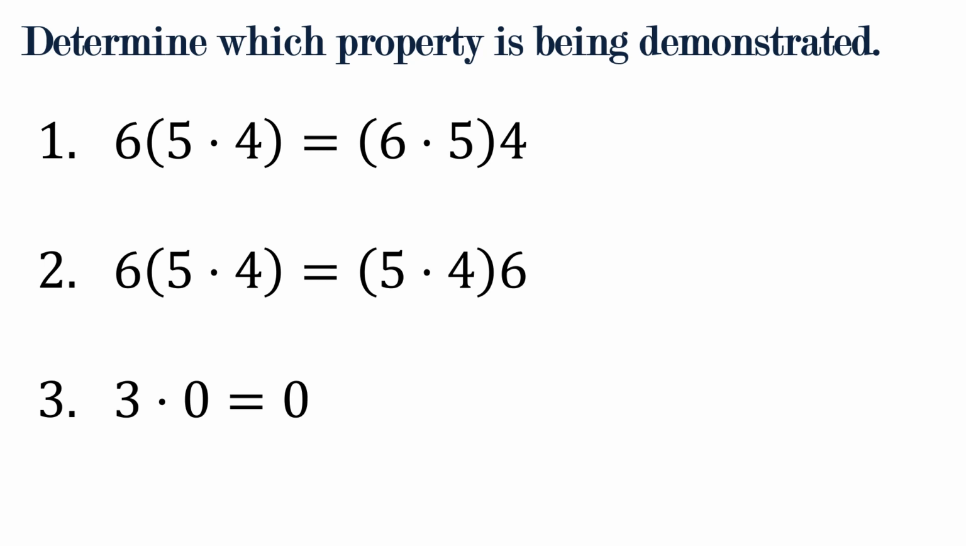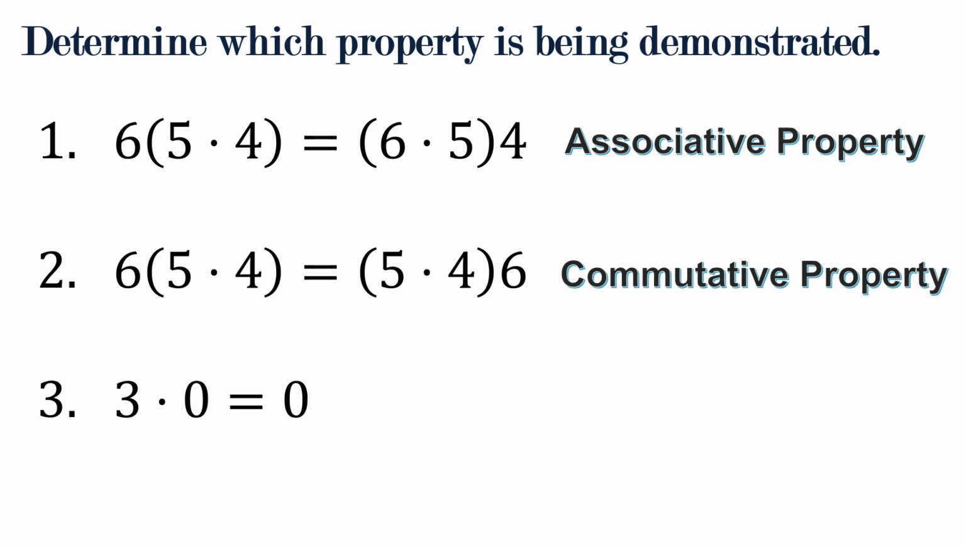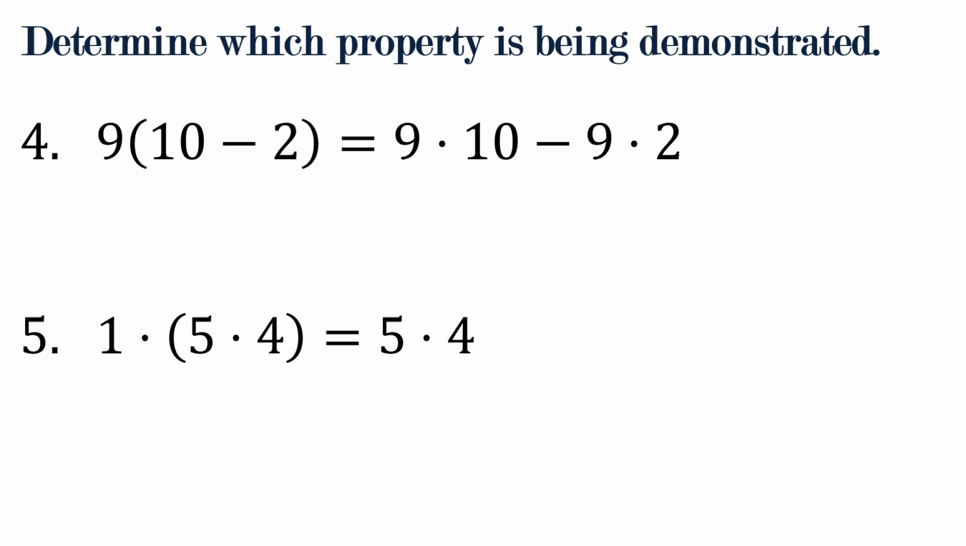So I'm going to say number 1 is associative and number 2 is commutative. Would y'all agree with that? Yes. Me too. Associative for number 1, commutative for number 2. What would you say for number 3? Property of 0. Good. What about number 4? Yep. 5 could also be thought of as distributive, but they're going to call it something different.